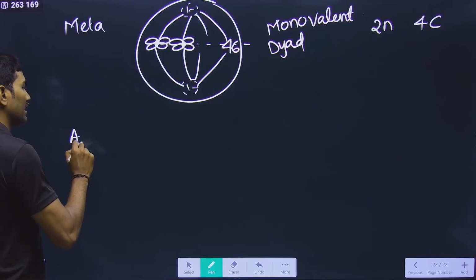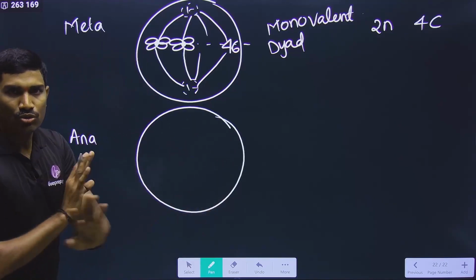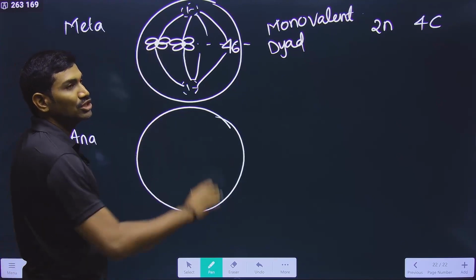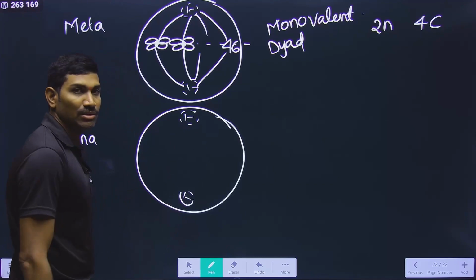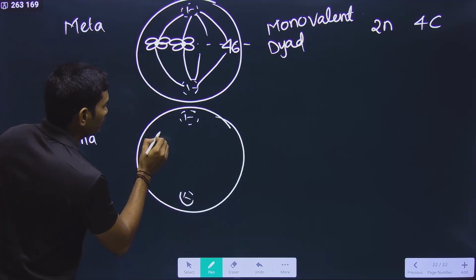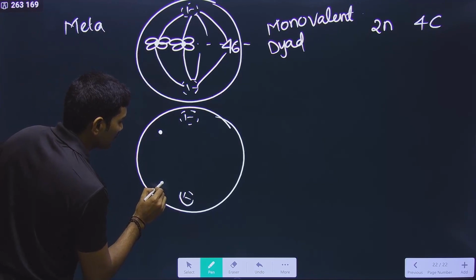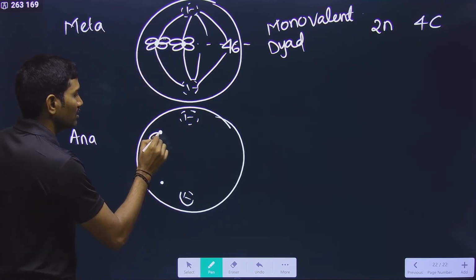Next one is regarding anaphase. During anaphase, what happens? Plasma membrane remains same. There is no nuclear membrane, but splitting of centromere will occur. Now observe carefully. This is one spindle pole. This is the other spindle pole. Splitting of centromere will occur. So one centromere will split into two. So this is one centromere. This is one centromere. And for this, there are two arms. For this also, two arms are there.